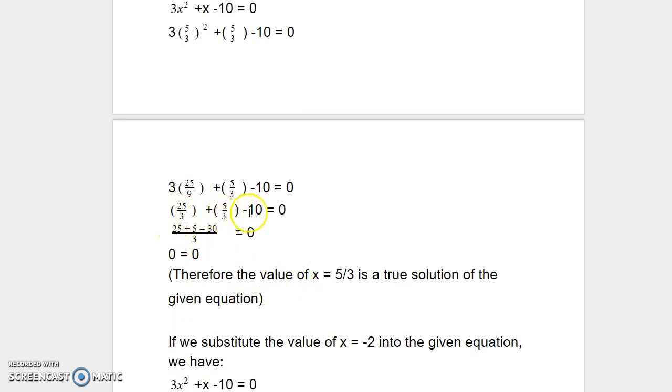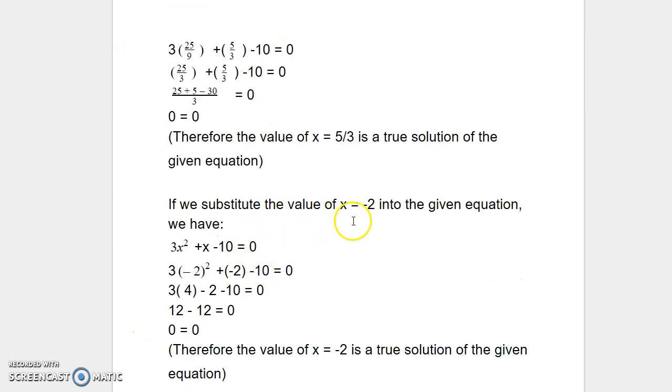Now we have fractions and a whole number, so we can take a common denominator. The common denominator is equal to 3. For the first fraction, the numerator is 25. For the second fraction, the numerator is 5. And for the third number, 3 times 10 is 30, divided by 3, is equal to 0. As you can see, 25 plus 5 is 30. 30 minus 30 is equal to 0. Therefore, the left-hand side is exactly equal to the right-hand side, and therefore, the value of x equals 5 over 3 is a true solution for the given equation.